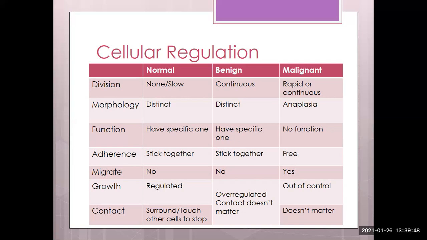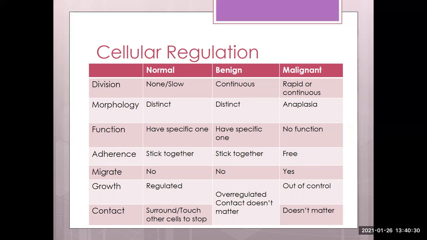So that normal cell duplicates itself. It sticks to all of its little friends that are cells just like it, and once it touches enough other cells, it stops division. Well, with a benign cell, part of that works and part of it doesn't. The benign cells do stick together, so they form a benign tumor in the area where they started out, but that growth is overregulated and they don't really care if they're not touching other cells. That's how the tumor forms, because it continuously divides.